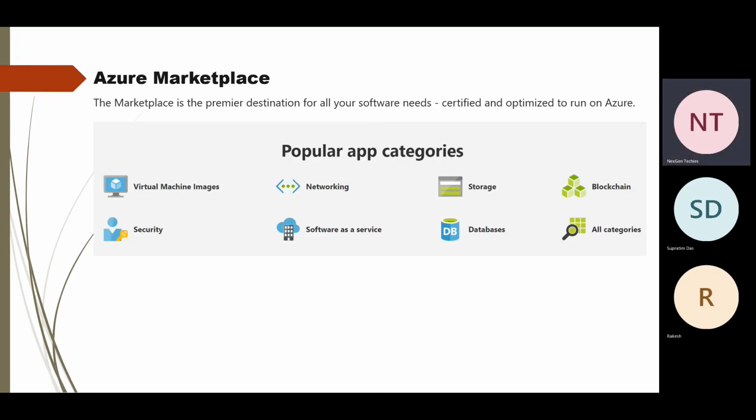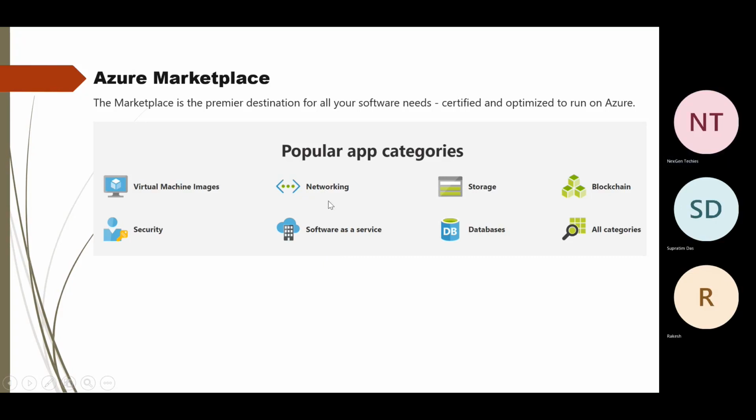Azure Marketplace, if you see the popular apps category, virtual machine images. So we have the virtual machine images as well, like Windows 2008, 2019, then SUSE Linux, Red Hat Linux, Ubuntu, different types of Windows, whatever it is. So we have the images, and you can use those virtual machine images and in seconds you can build your systems.